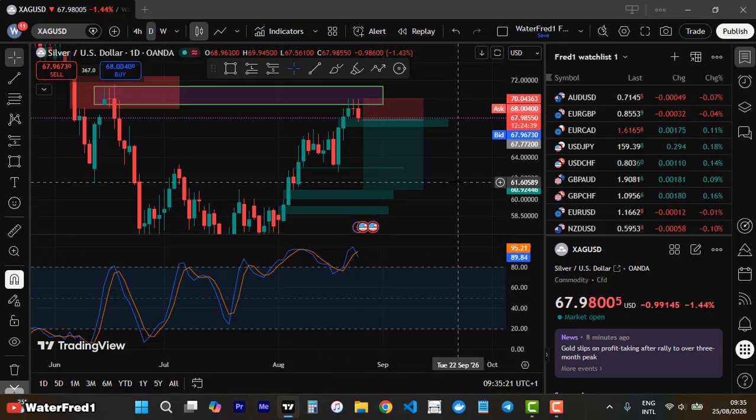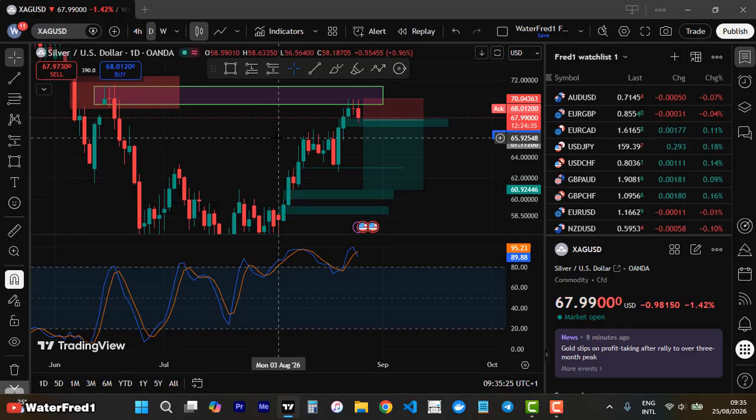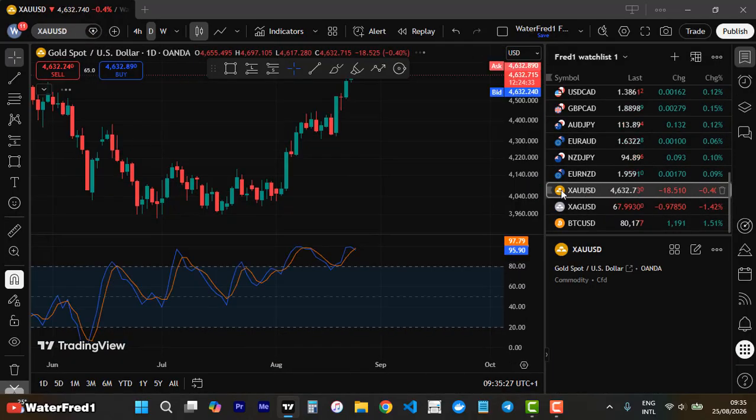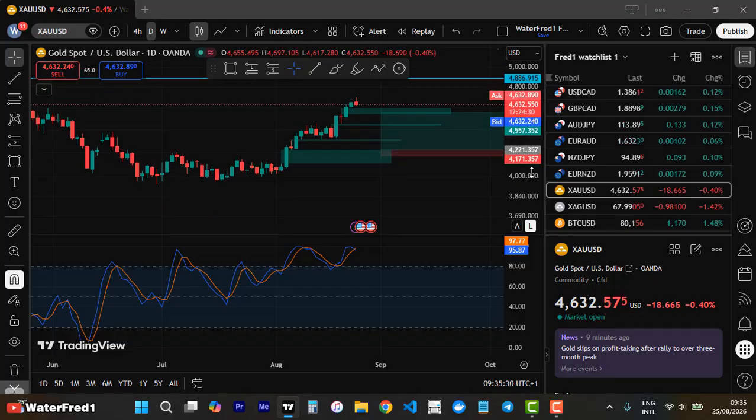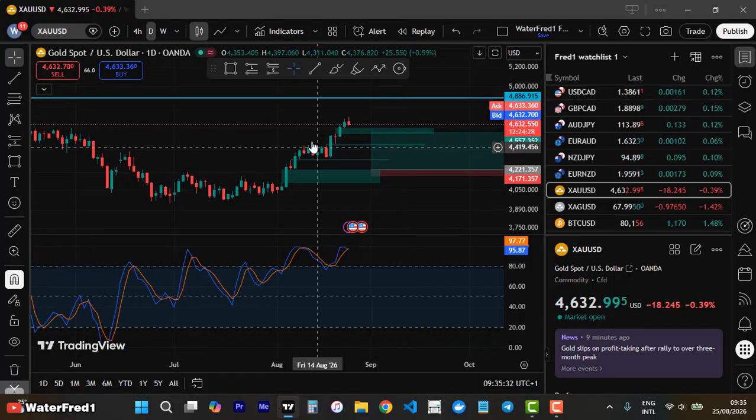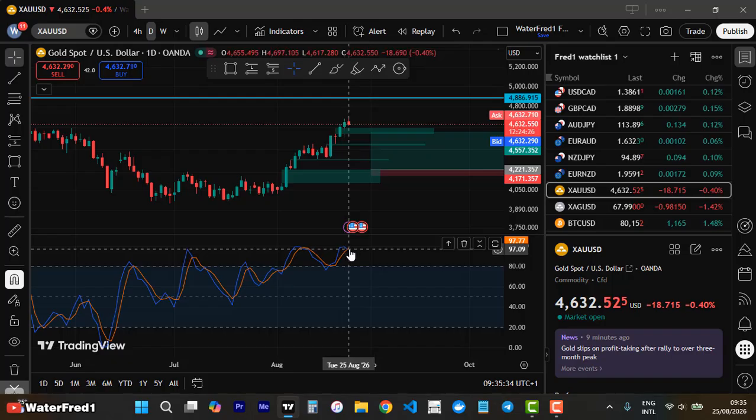My only concern is gold and silver. This is XAG USD. Gold and silver usually behave the same way. Now, if you go to gold, gold is kind of still buying. Okay, it is still buying, even though it is showing clearly overbought. Gold is also clearly overbought.